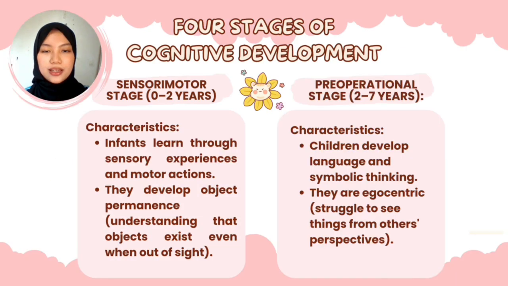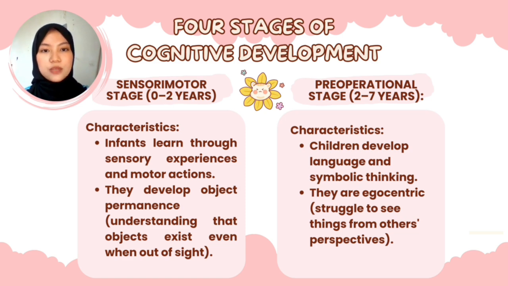So let me explain the four stages of cognitive development in detail. For the first one, the sensorimotor stage, which happens during 0 to 2 years, the characteristic here is that infants learn through sensory experiences and motor actions. They develop object permanence, which is understanding that objects exist even when out of sight.